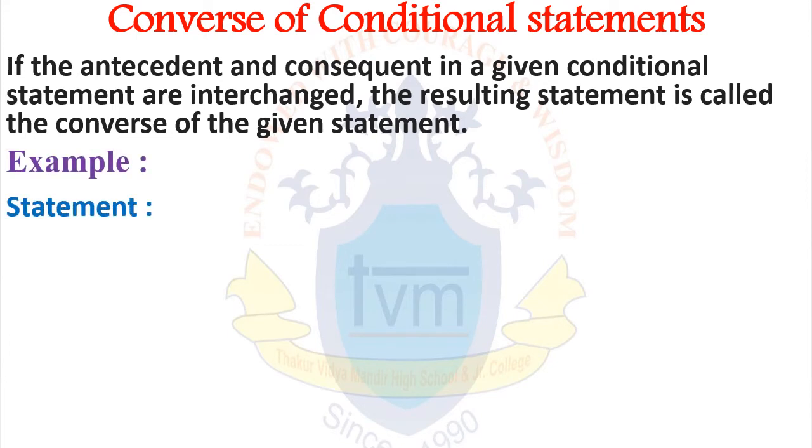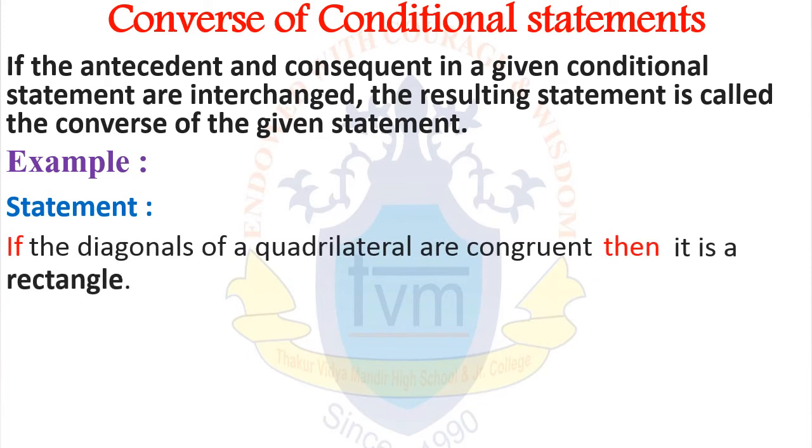So we will take one statement. If the diagonals of a quadrilateral are congruent, then it is a rectangle. It is a conditional statement, right? Or you can say it is an if-then form statement. Now we need to write the converse of this conditional statement. To get the converse of a conditional statement, what will we do? We will interchange the antecedent and consequent of this statement.